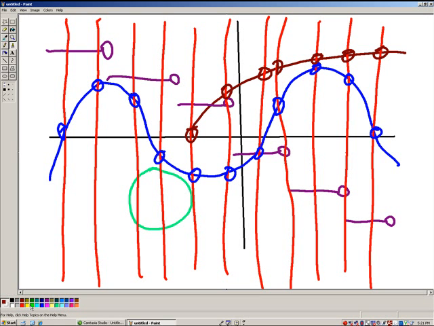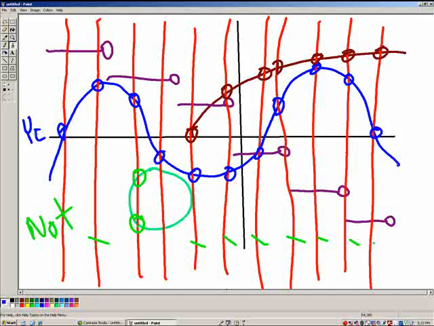The green one, however, if we look at the green one here, this vertical line is hitting it more than once. These vertical lines don't touch the green graph at all. Okay? And that's okay. The problem is that it does hit more than once. If at any time a vertical line hits a graph more than once, it is not a function. So the green graph is not a function. The blue one is a function. The brown one is a function. But the green one is not.